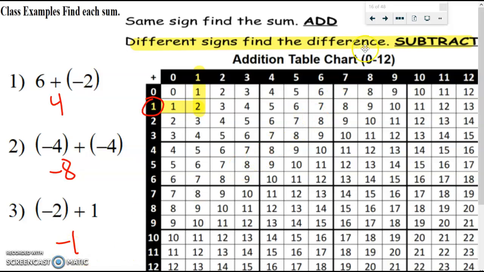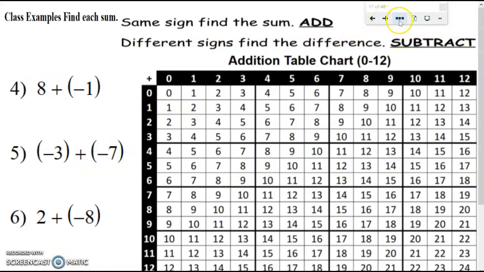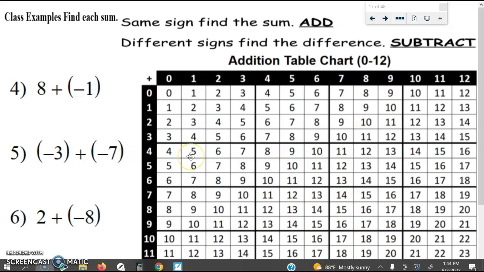Alright, let's take a look at a few more examples. Now on this one we're going to use the same rules. We've got 8 plus a negative 1. They're different signs, so we find the difference. We're going to go to 1, go all the way down to 8, and then go to the left, and the answer is 7. And since 8 is bigger, we leave it positive.